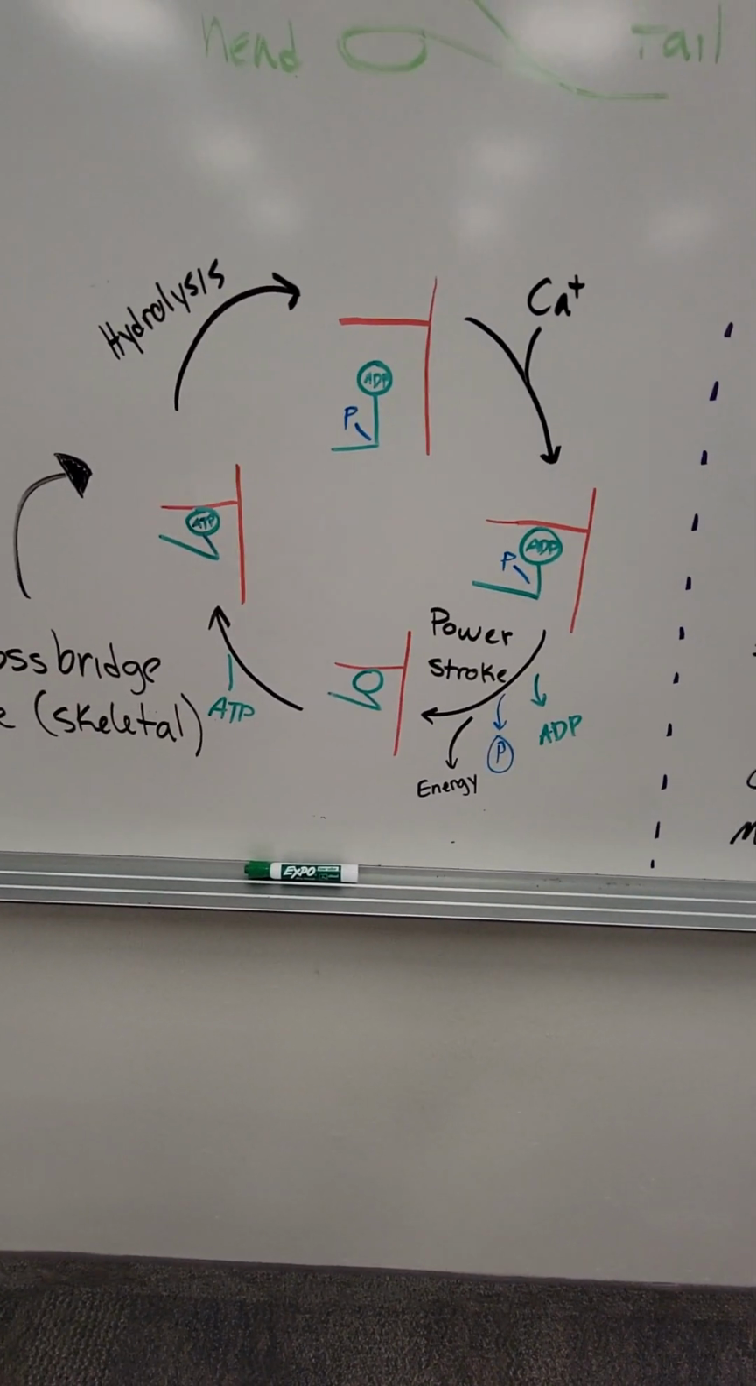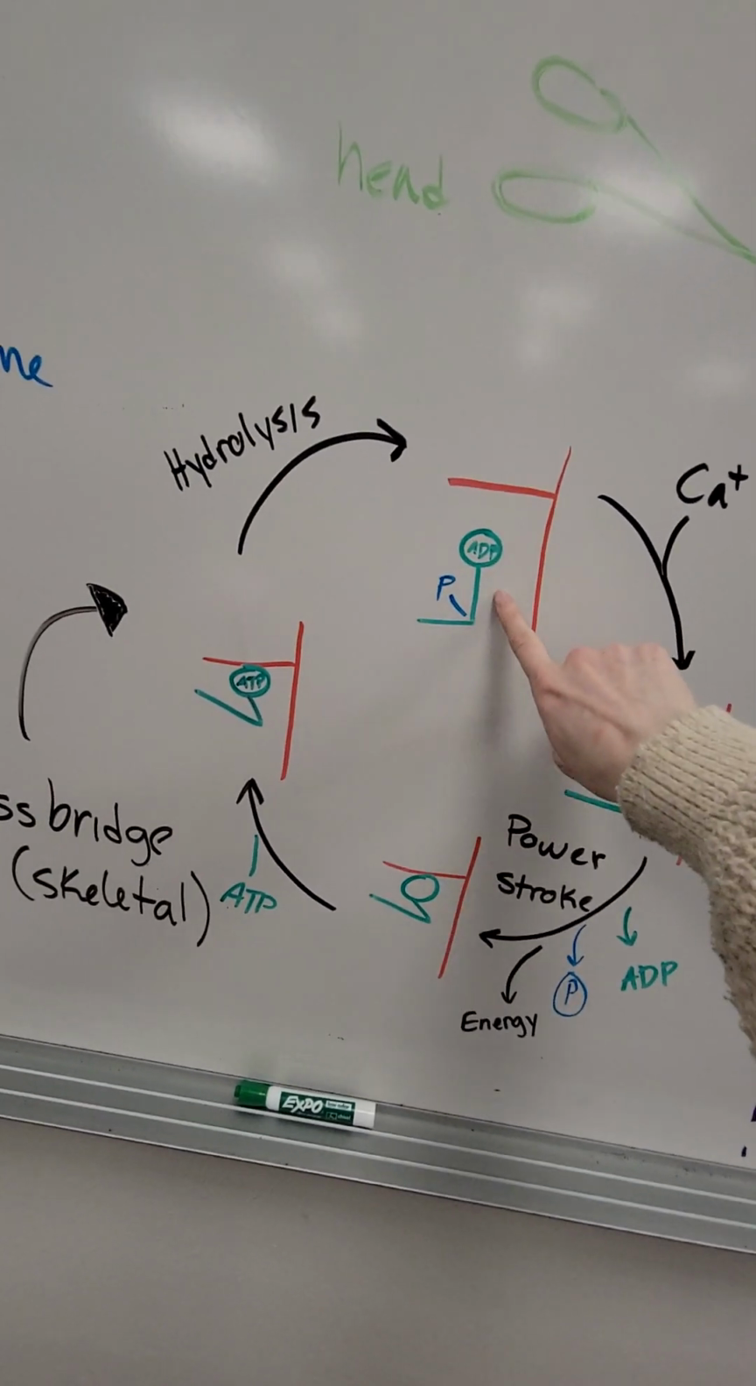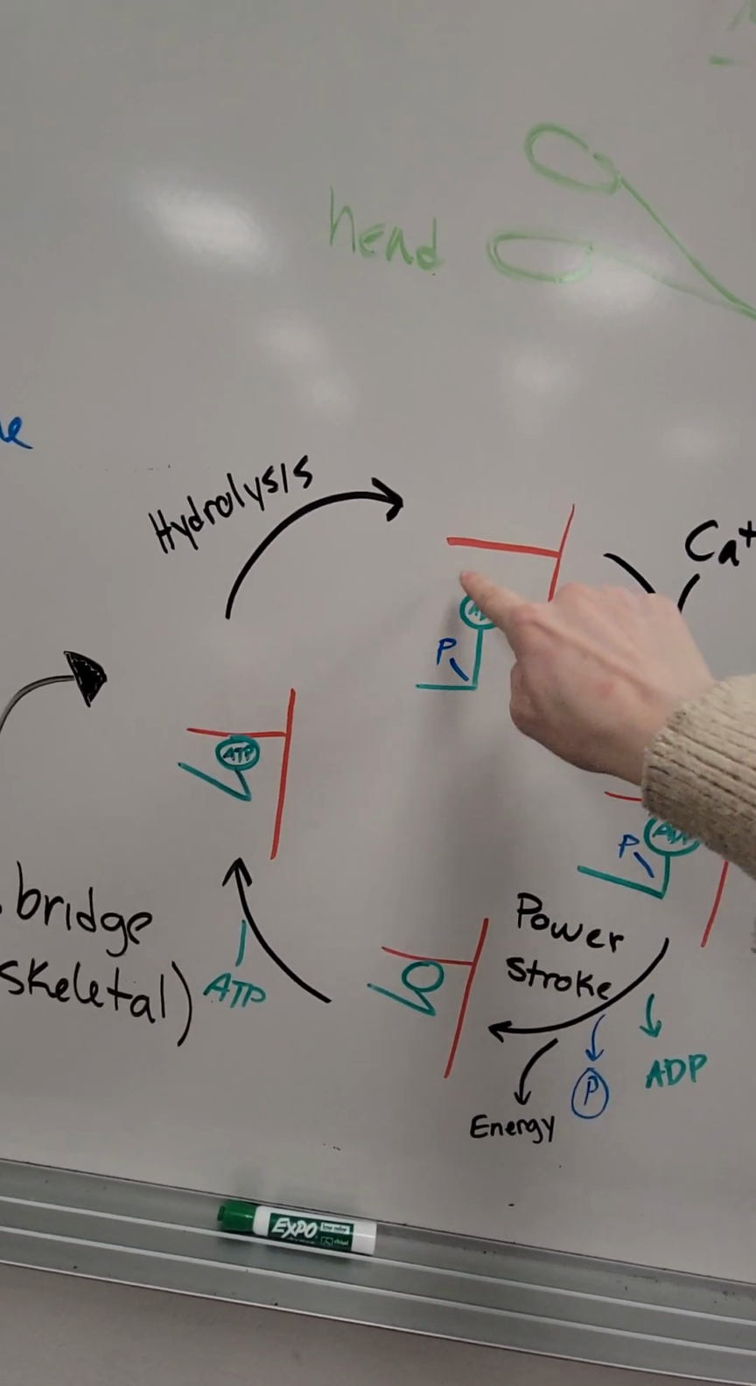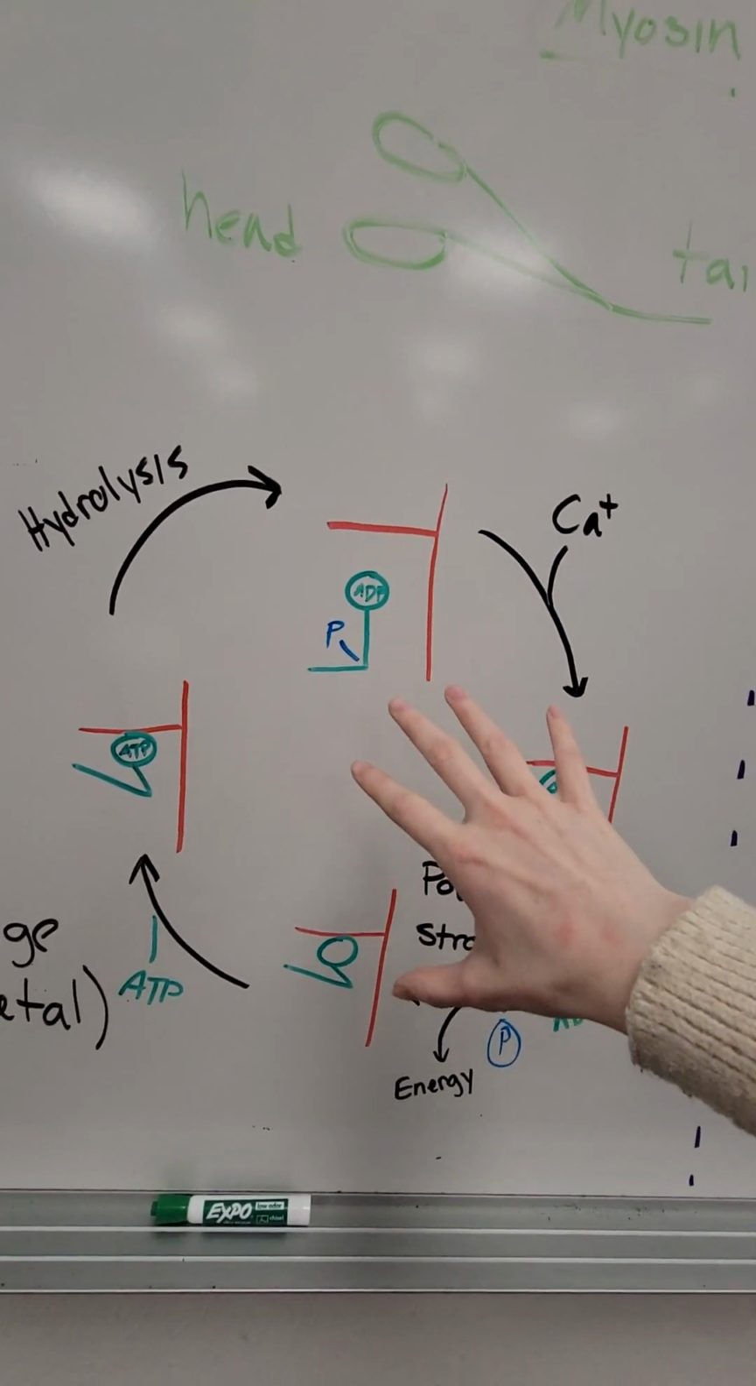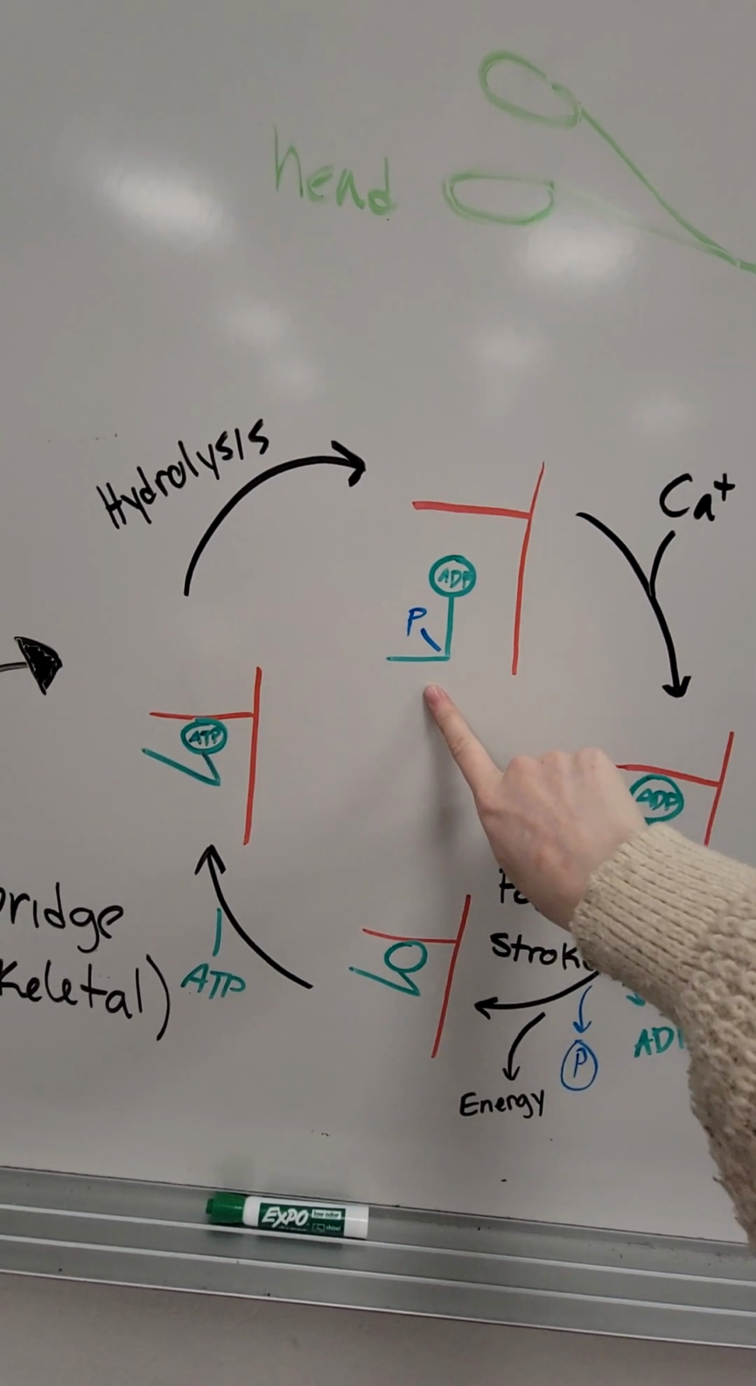This is in skeletal muscle. This is the myosin head right here. And then, so we have our myosin head right here. It has a phosphate attached to it.